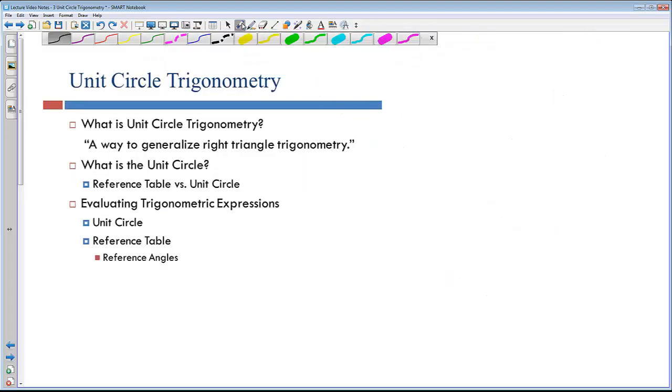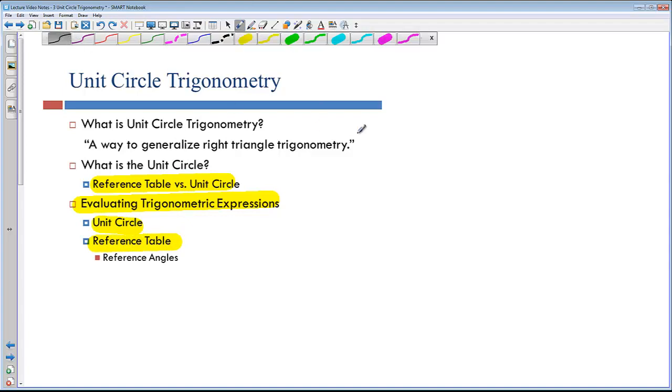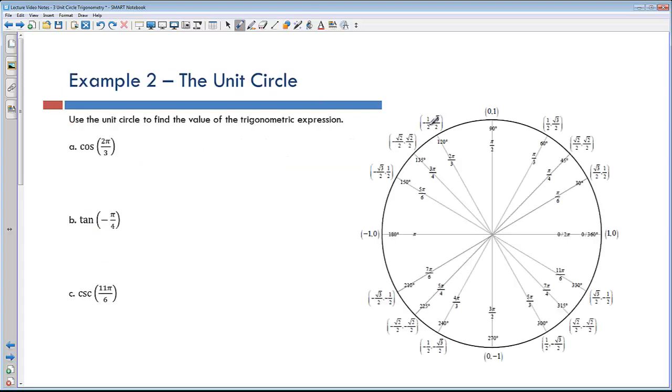So we talked about what the unit circle is, the reference table versus the unit circle. We want to move on now to evaluating trigonometric expressions using these two different types of technologies. All right, so we want to learn how to use the unit circle, and then we're going to learn how to use the reference table to find things like the sine of 135 degrees. So let's do some examples together. So here we are. And the unit circle is a wonderful little piece of technology to use. It's really easy. You guys like it because it's kind of like reading a table, but it's circular.